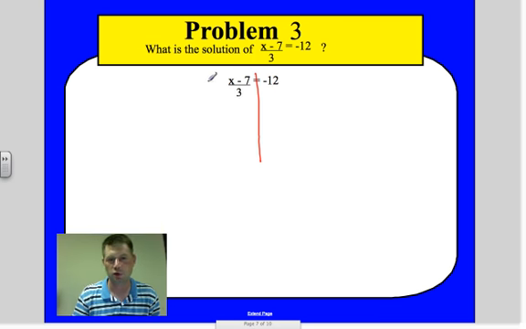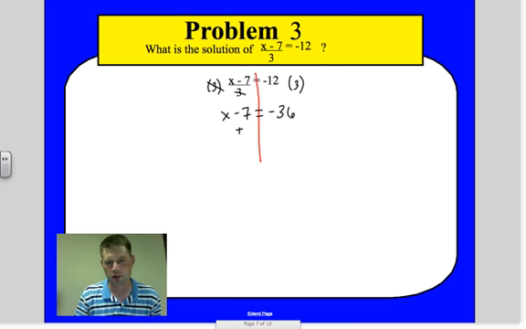So that does change things up a little bit. Since there's that fraction bar, we're going to multiply both sides by 3. So the 3's are going to cancel. That leaves me with x minus 7. Negative 12 times 3 makes a negative 36. Now I'm back to that one-step equation.